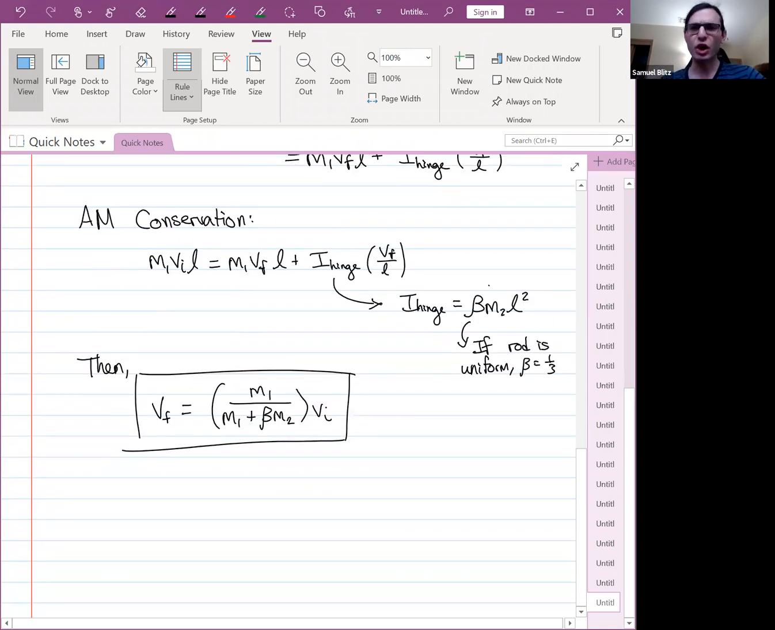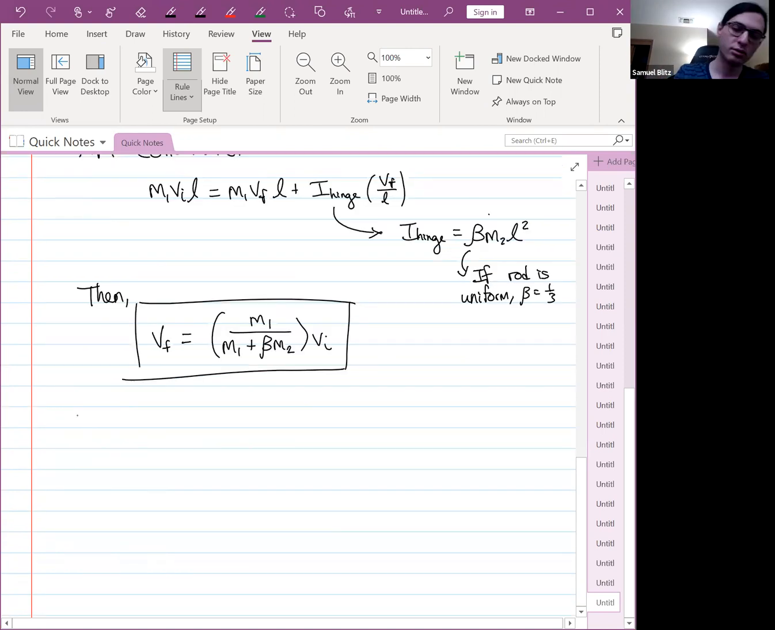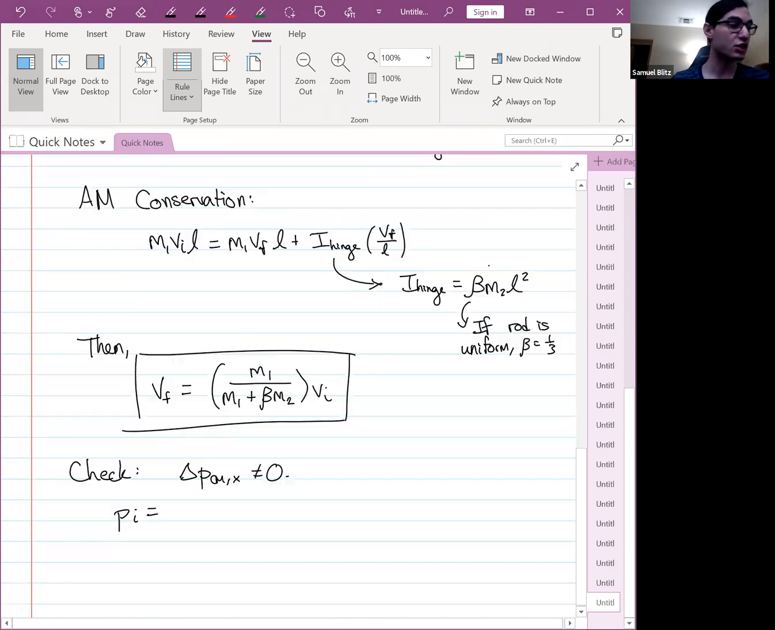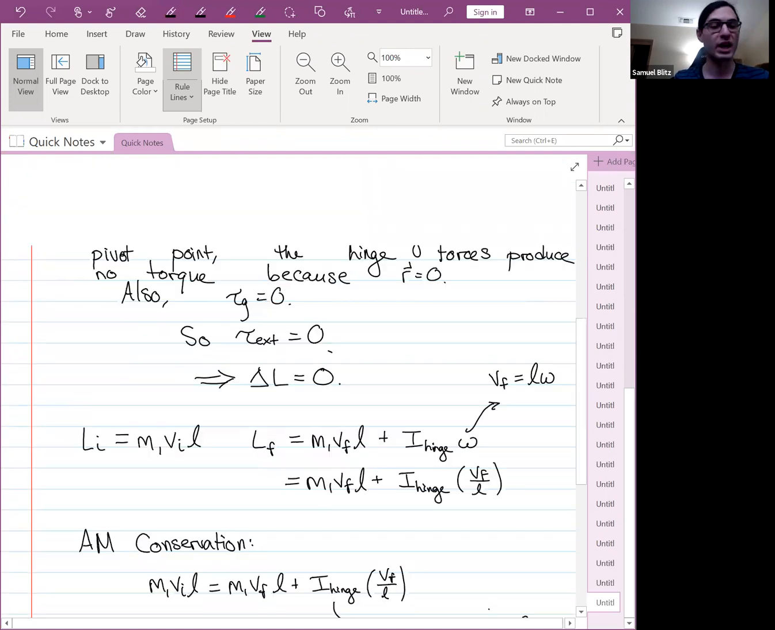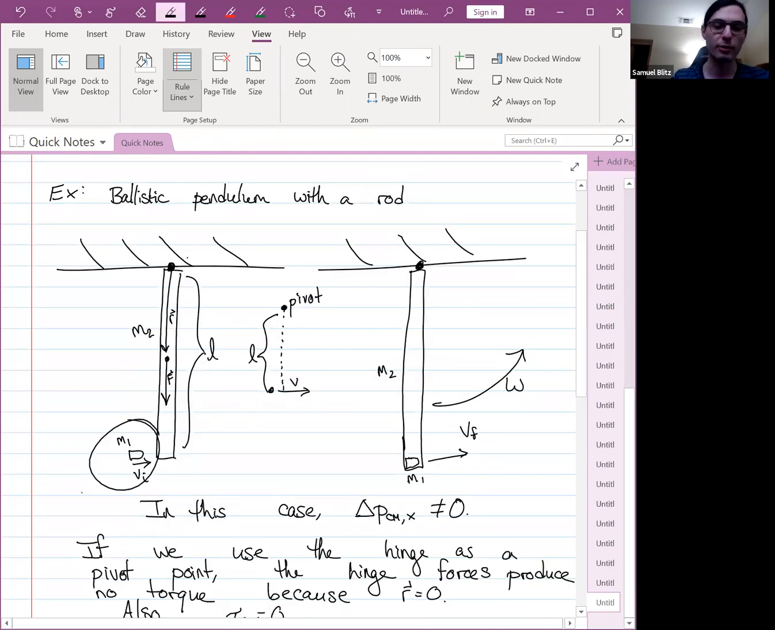So let's just go back and double check that the translational momentum of the system isn't conserved, because I told you it was, and I gave some reason, but maybe you doubt me. So we can actually just check. We're going to check that the center of mass translational momentum in the x direction is not conserved. So let's write down the initial translational momentum. It's just m1 times VI, because only the bullet is moving, right? It's just the momentum of the bullet.